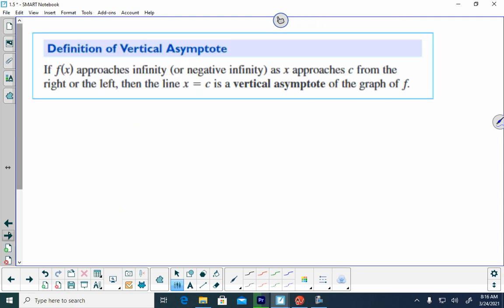So the definition of a vertical asymptote is if f of x approaches infinity or negative infinity as x approaches c from the left or the right, then x is equal to c is a vertical asymptote. So you have to be approaching infinity. You can't just have a discontinuity. It has to be a place where when you approach that number, you're going either up continuously or down continuously.